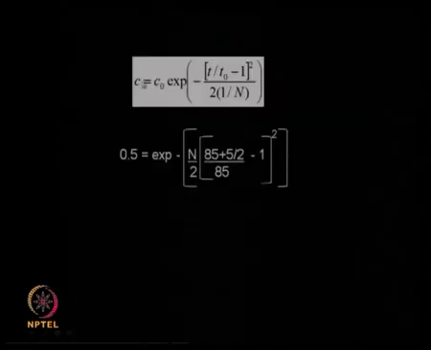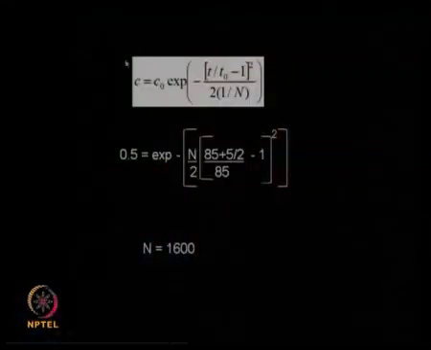T is equal to 85 plus 5 by 2 as I said, your C by C naught is 0.5. So everything is known except your number of stages. So we can calculate from this relationship the number of stages comes out to be 1600. So in this problem what we did, we know the width at half the maximum, the time, then we tried to calculate the number of stages.